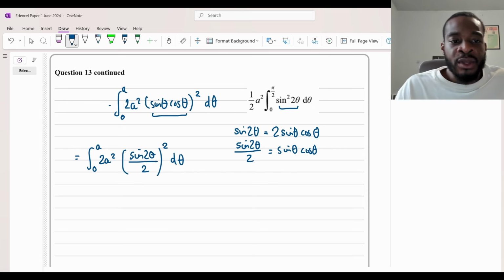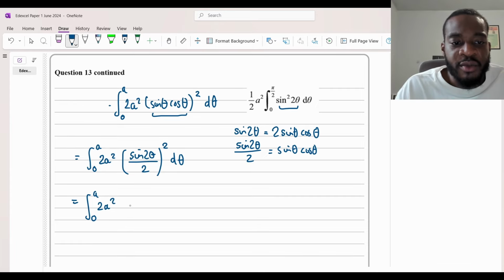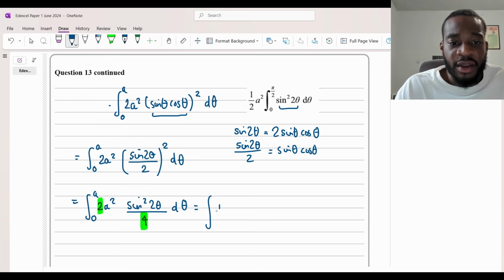Fantastic. So now we are here. What can we do? Well, we're squaring a fraction. Let's expand it. Let's square it. It's going to be the integral between 0 and a, 2a squared. Numerator is just going to be sine squared 2 theta, divided by, what's 2 squared? It's just 4. So that's going to be like that, and then that's going to be the d theta. So this is where we are. What can we do from here? Well, this is fantastic. 2 on the top, we're dividing by 4. That is 1/2, so I can write that as 1/2 a squared, and then I've got sine squared 2 theta, d theta, between 0 and a.